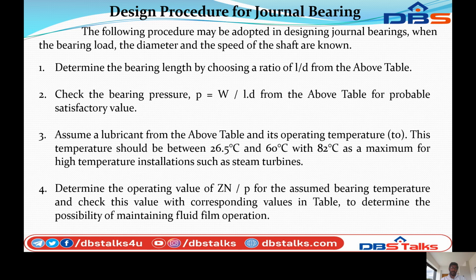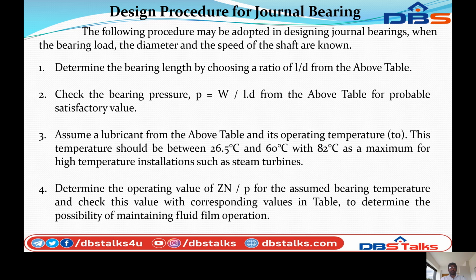So next procedure, next step: determine the operating values of Z by P for the assumed bearing temperature, and check this value with corresponding values in the table to determine the possibility of maintaining fluid film operation. In the table we can see the Z by P value is also given. Using the bearing temperature, check the corresponding values to determine the possibility of maintaining fluid film operation.